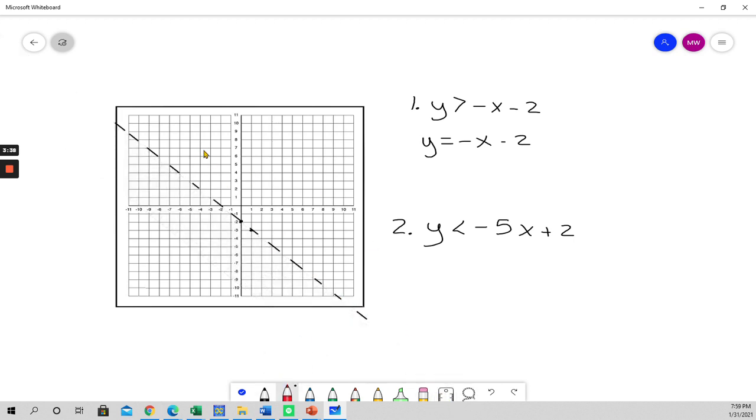0, 0 is not located on my line, so I'm going to use it. So, is 0 greater than negative 0 minus 2? There's no such thing. So, is 0 greater than negative 2? Yes, it is. So, I'm going to shade the section of the graph that contains the 0, 0. So, that would be everything above here. So, this will all get shaded.